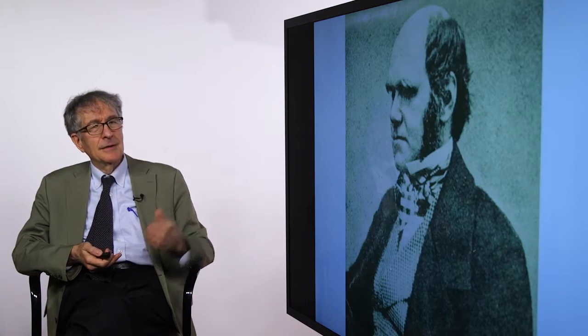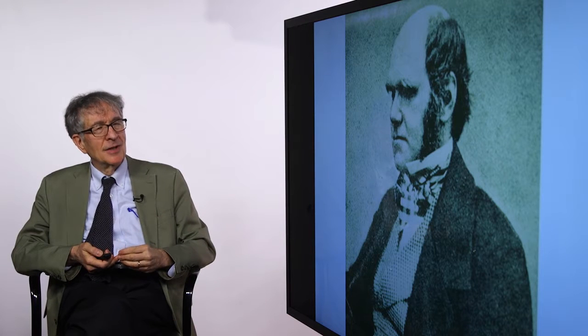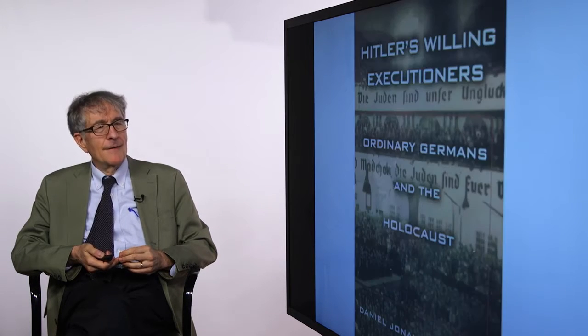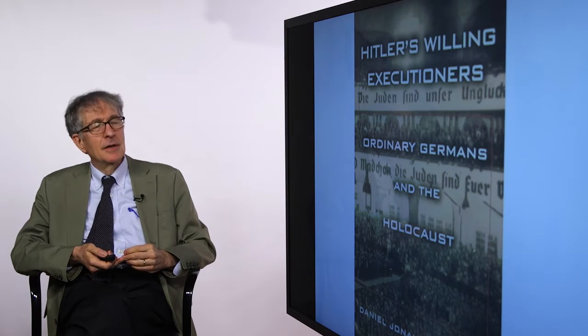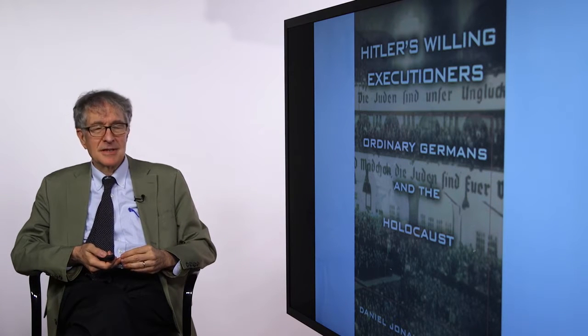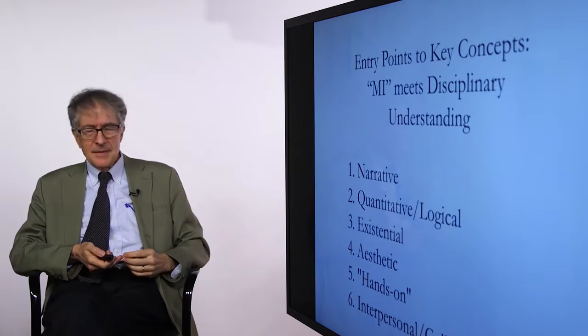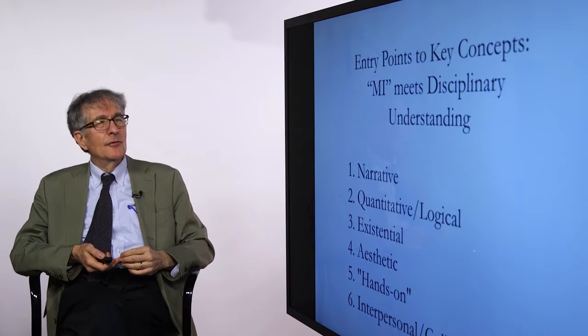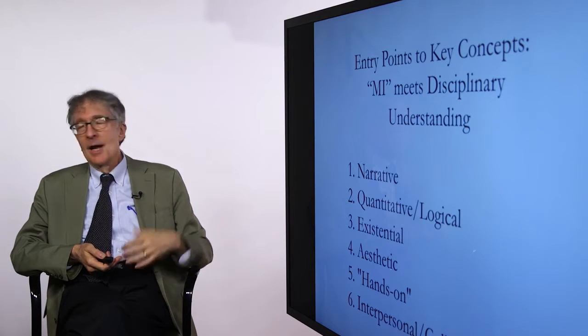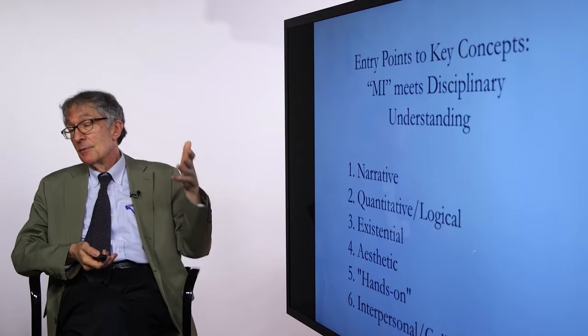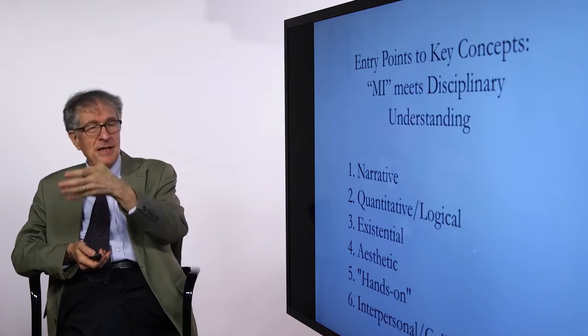And to make it concrete, this is Darwin, who came up with the theory of evolution. This is, of course, Mozart. I deal particularly with the Marriage of Figaro, a great work by Mozart. And then this is a book about the Holocaust, which, of course, is an example of human evil. So what I do in The Disciplined Mind is I lay out 6 entry points, again, for how MI theory can help kids understand disciplines, whether it's biology or music or history.